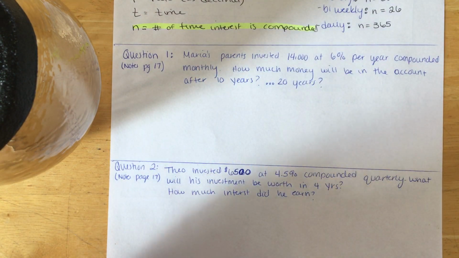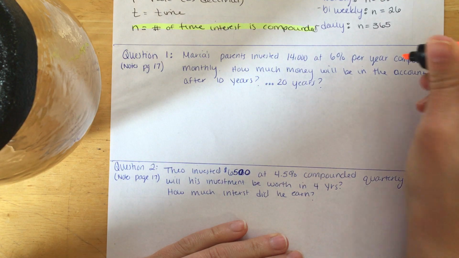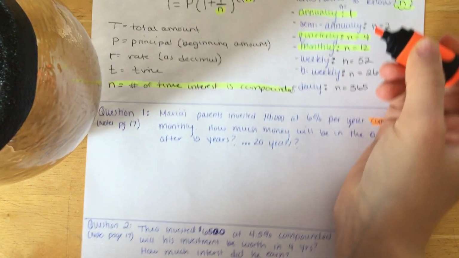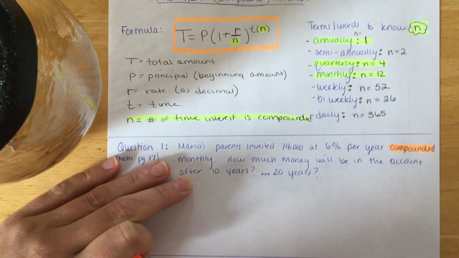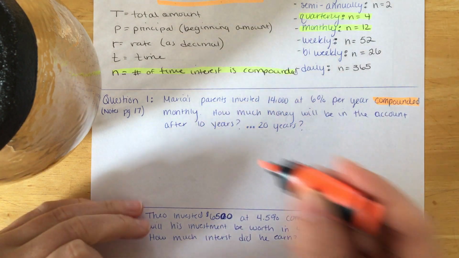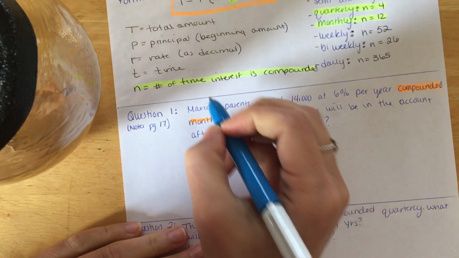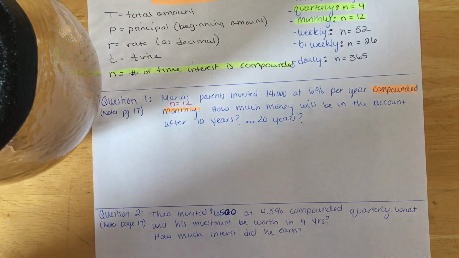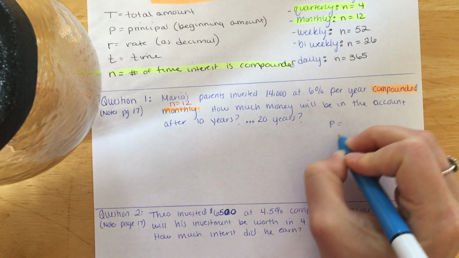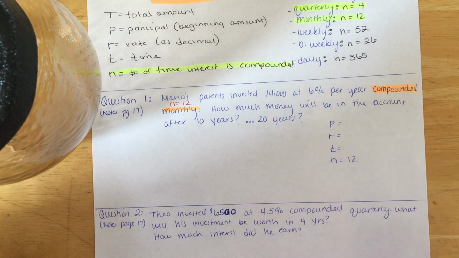So Maria's parents have invested $14,000 at 6% per year compounded monthly. So right now, I see the word compounded, which triggers me to use this formula right here, okay? If you don't see the word compounded, you would use Monday's formula. So compounded monthly means, I'll write this in red in my notes, N equals 12, right? There's 12 months in a year. So I'm going to list them out again. I'm going to list out the P, the R, your T, and your N. So N is going to be 12.